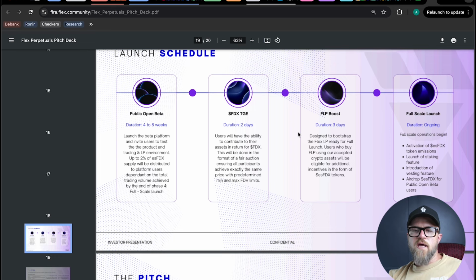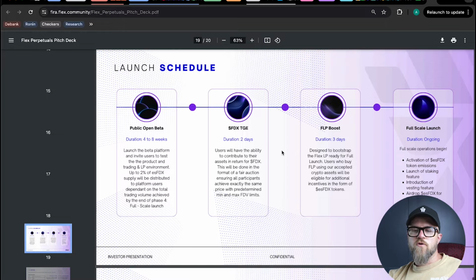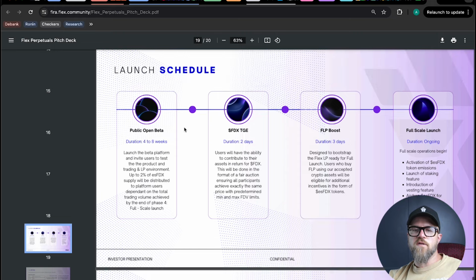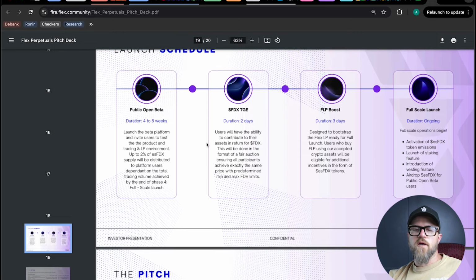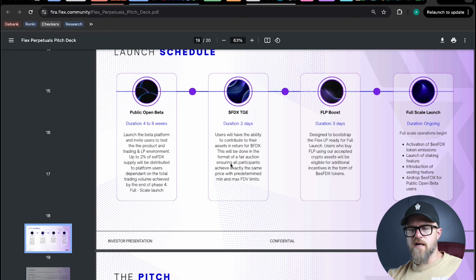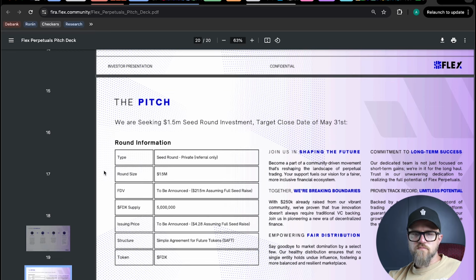And then we have the FLP boost designed to bootstrap the Flex LP, which is great. Duration of 3 days there, and then the ongoing full-scale launch. Currently, launch is scheduled for somewhere in July, guys. So TGE in July, and then all of these, the open beta and all that, will be part of it. So we might even see the open beta a little bit sooner than the TGE. TGE being July, mid-July, late July, somewhere in there. We should see the open public beta coming up soon. We'll do some video on that as well.